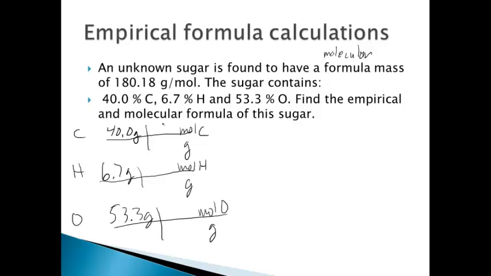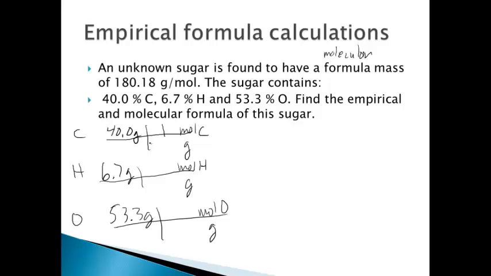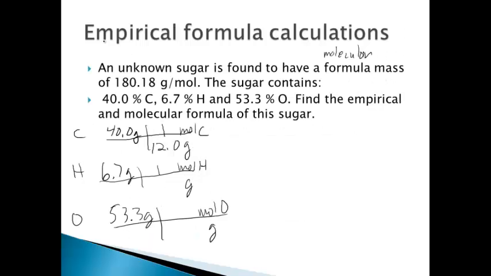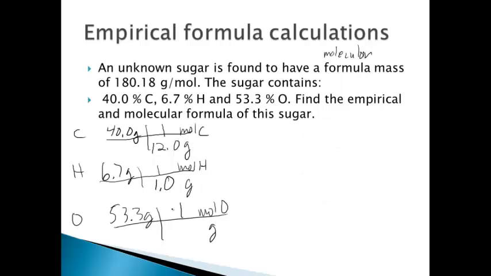Gram and mole together. My mole is 1. For my grams, I go to the periodic table. For carbon, it's 12.0 grams. For hydrogen, for every 1 mole, hydrogen is 1.0 grams. And for the last one, oxygen, I've got 1 mole, and going to our periodic table for grams, it is 16.0. So I'm going to put 16.0 down there.